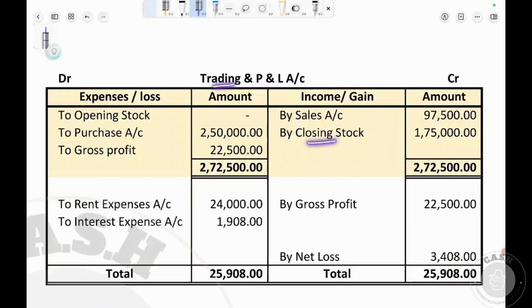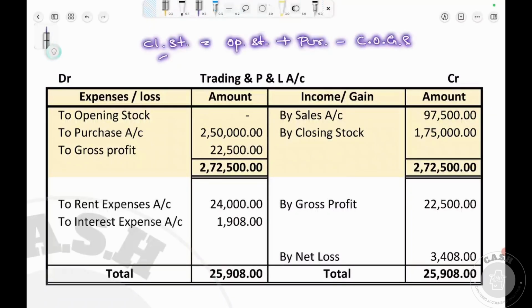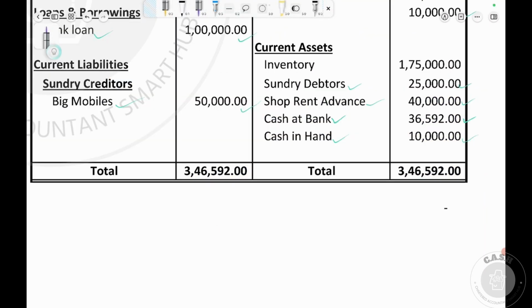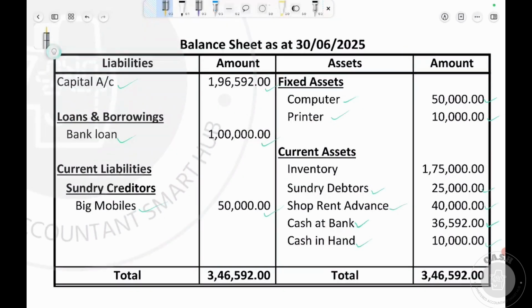Closing stock in the trading account reflects opening stock, purchase and sales. Closing stock is equal to opening stock plus purchase minus cost of goods sold. Cost of goods sold is nothing but sales minus gross profit. So we take inventory directly from the trading account. Always in accounting, total debit and total credit should match. This is what we call tallying the balance sheet.